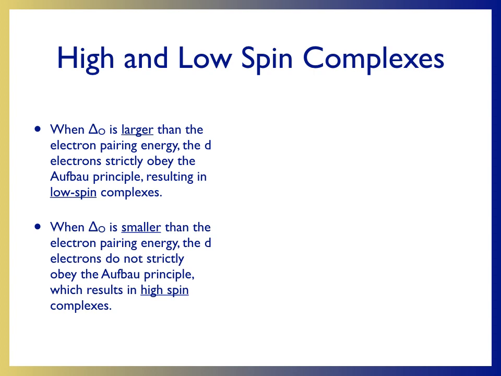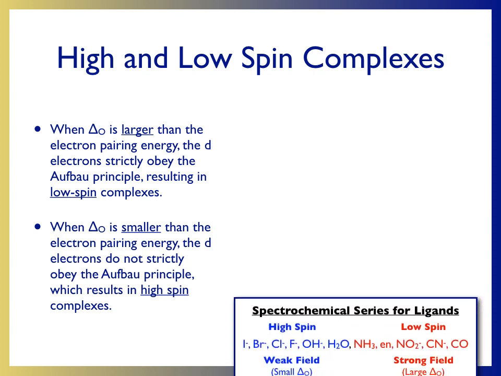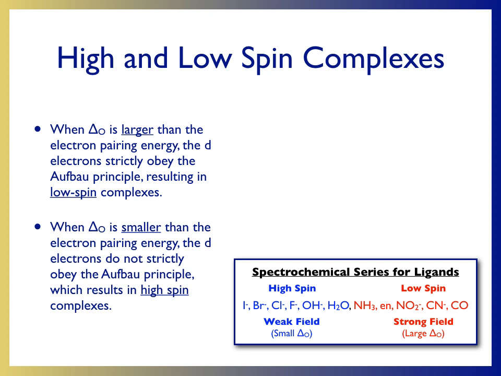We can use the spectrochemical series to look at which ligands are most likely to cause high spin and low spin complexes. High spin complexes will tend to occur with weaker field ligands, while low spin complexes will tend to occur for stronger field ligands.